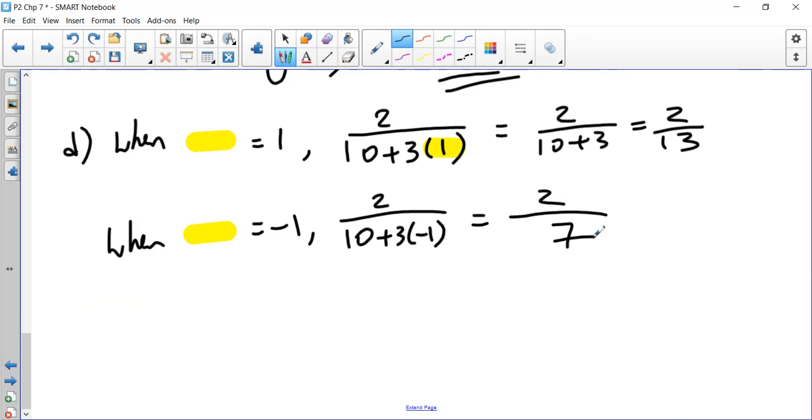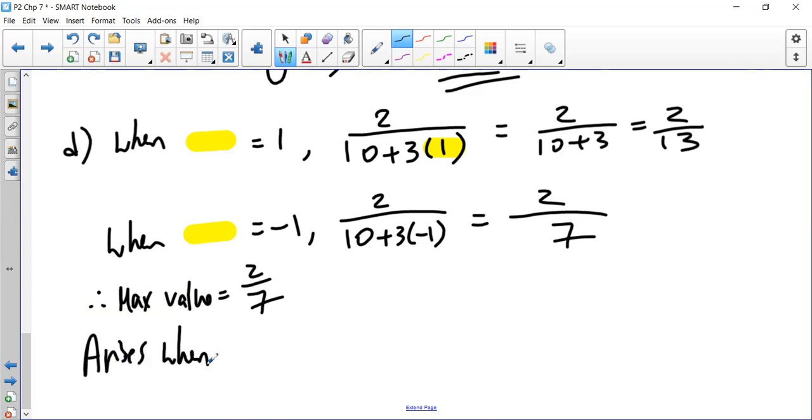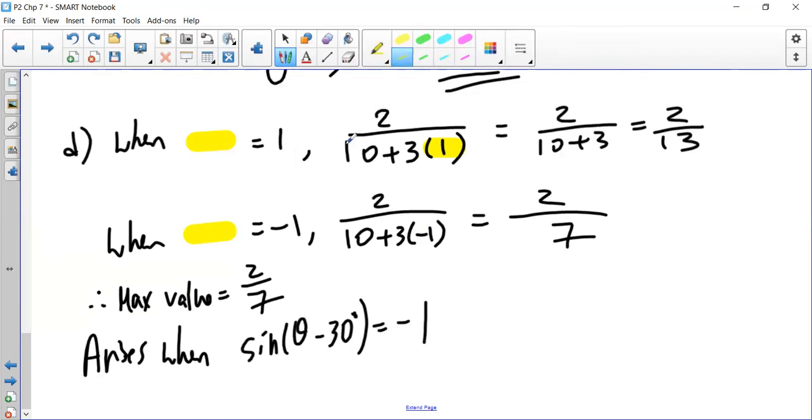Now you tell me which is bigger. The second one is bigger. Why? Because the smaller the denominator, the bigger the fraction, the larger the value. So the max value equals 2 over 7. When does it arise? It arises when the highlighted part equals minus 1. So when theta minus 30 degrees equals minus 1, when we let the highlighted part equal minus 1.